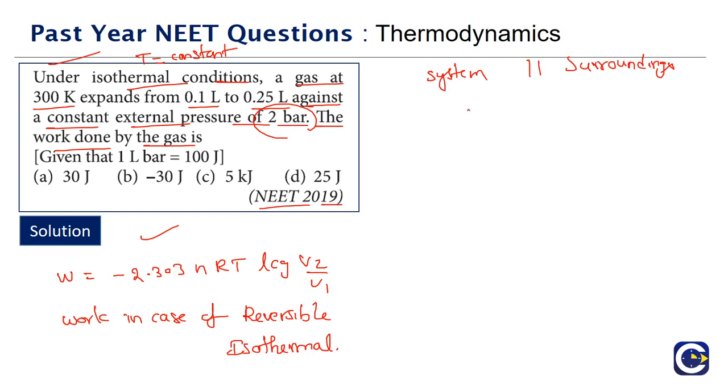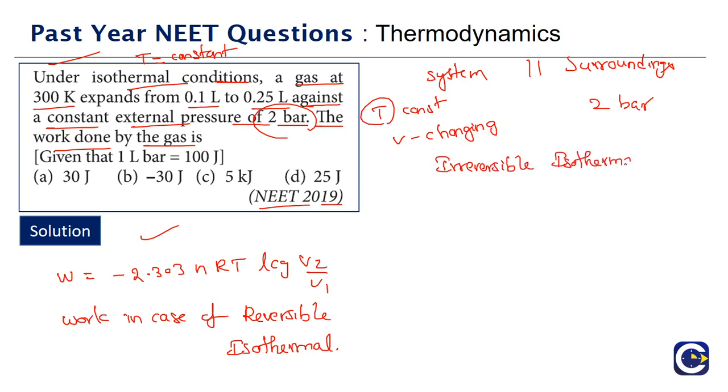So if you look at external pressure being 2 bar constant, system is what? Temperature constant, right? Volume is changing, means pressure will definitely be changing. So do you see the system pressure and surrounding pressure equal to each other? No, which means this is actually a case of irreversible. It's a case of irreversible isothermal.